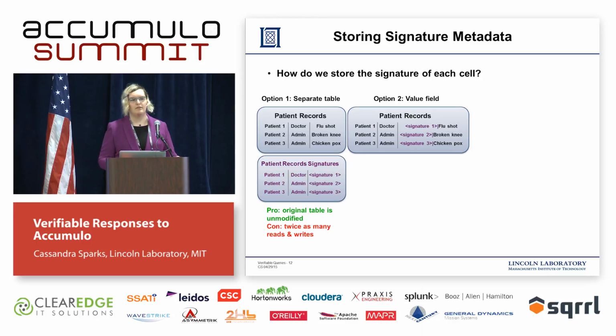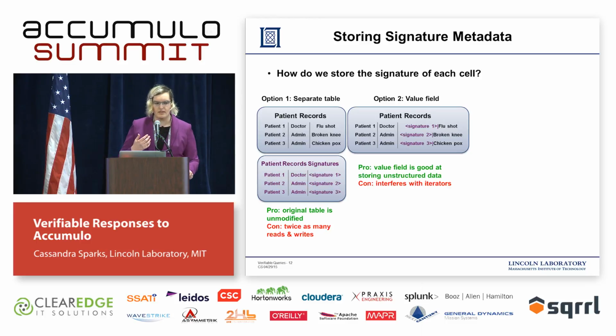This kind of makes sense because the value field is meant to store unstructured user data, and this is exactly semi-structured user data. The downside here is that this might interfere with iterators you have running. So if you have an iterator heavy workload that does a lot of computations on the values stored in Accumulo, this might not work for you, or you might have to go through and modify all those iterators to be aware of the extra structure of the metadata stored here. So again, if that works for you, great.